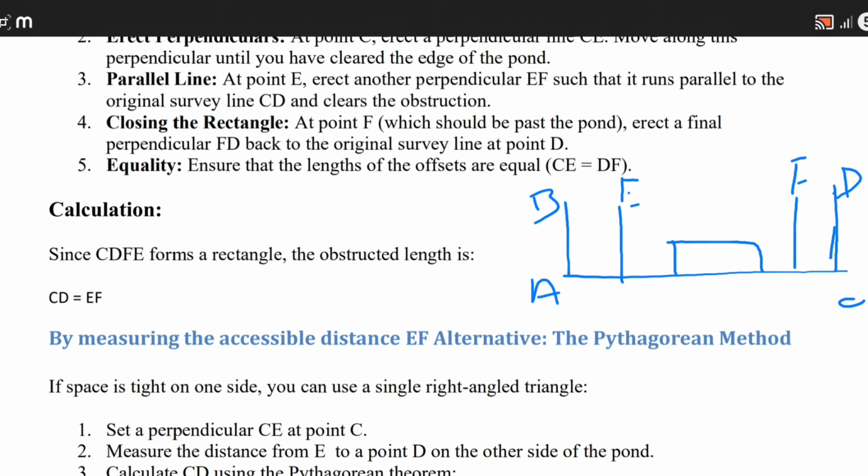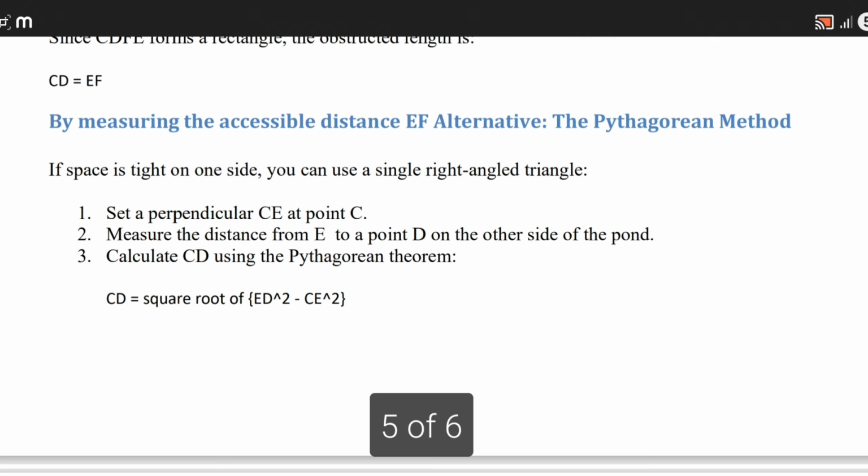You erect the F point, and on the other side you can measure these parallel lines. Whatever the distance you measure, we can find the distance between the points. Here the EF value will be equal to the CD value. This is the A station and B station, this is C, this is D, this is E, this is F. If you know this value, you can calculate the length of the pond. One more alternative method is the Pythagoras method.